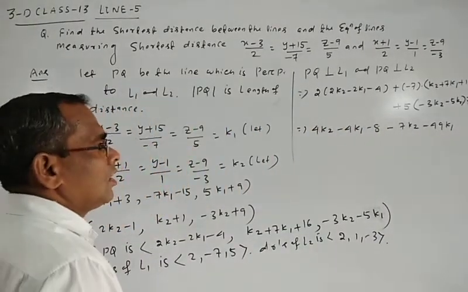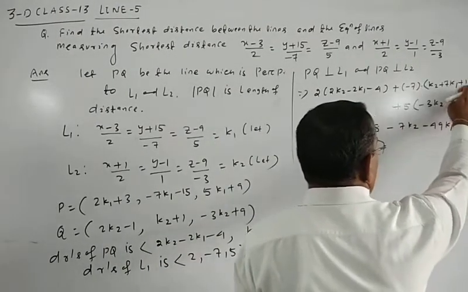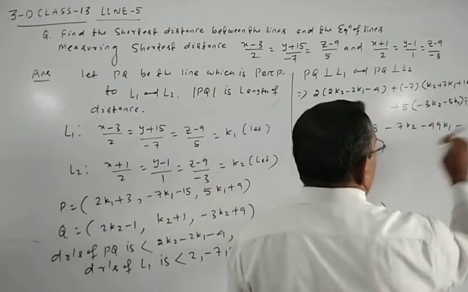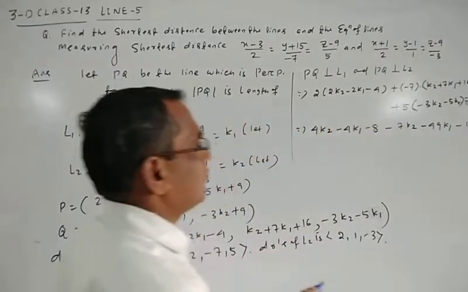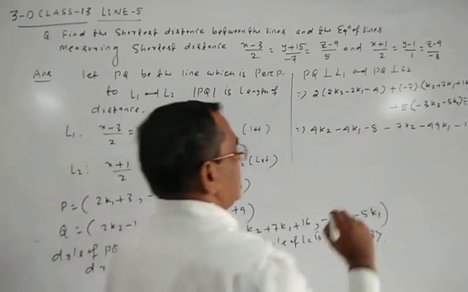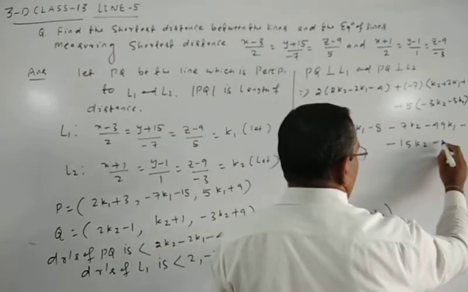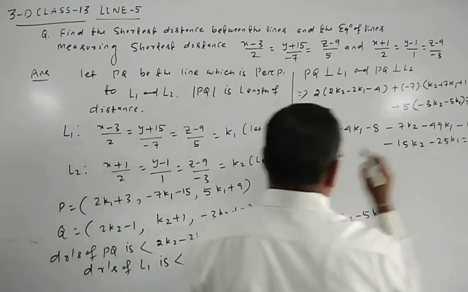Okay, here minus 16 into 7, 7 6 42, minus 112. Okay, then minus 15K2 minus 25K1 equal to 0.